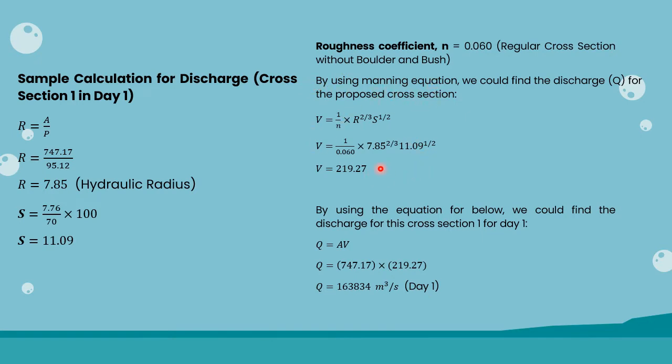We substitute the numbers here, and then we get V of 201.27. After that we can find the discharge for cross section 1 for day 1. We got the discharge value for day 1. We repeat this step for day 2 until day 31.